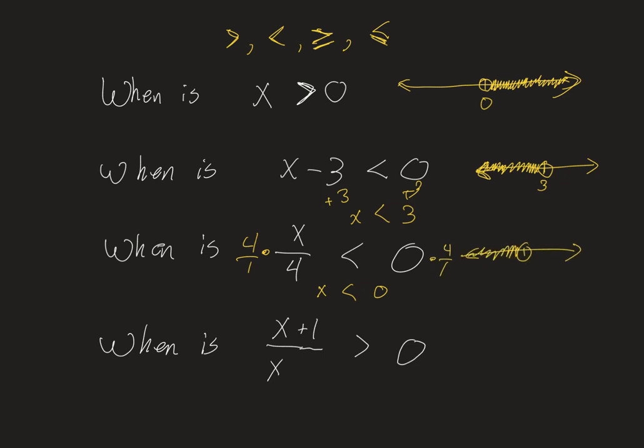The fourth one's a little bit harder because in order to solve for x, you would have to multiply both sides by x, and x times 0 is 0, which we can't do because then I've lost that x. So instead, here's what I want you to think about. What does it mean to be greater than 0? What type of numbers are greater than 0 when I have a fraction?